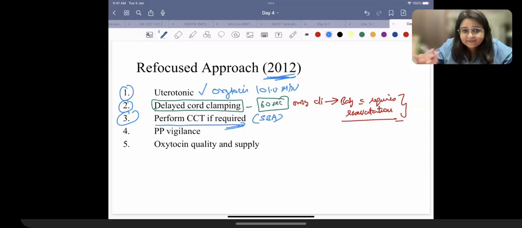And they said, so they removed the word uterine massage, and they said postpartum vigilance.